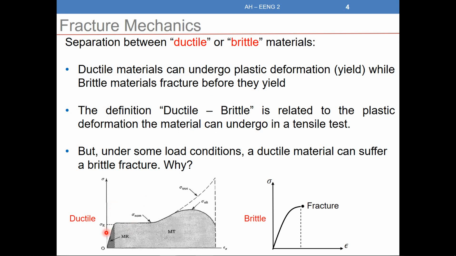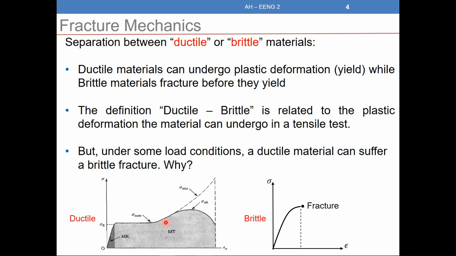But the idea is that in practical applications, we can see that some ductile materials also don't yield directly; at some point they may fracture. That's what we need to understand and study in this lecture: under which conditions we can have fracture even in ductile materials without having some yielding. They can fracture at any point. That's what we're studying here.